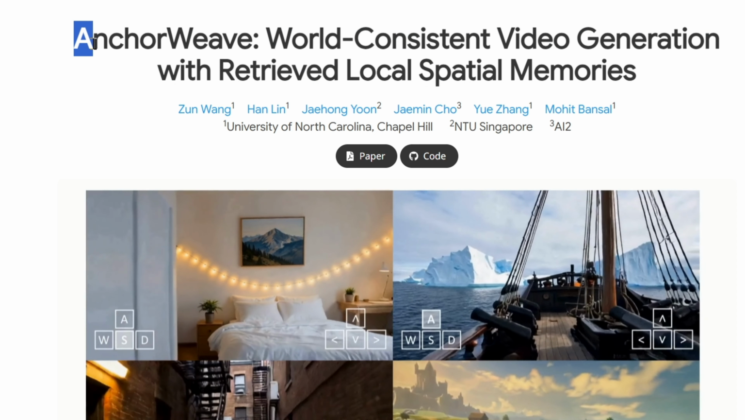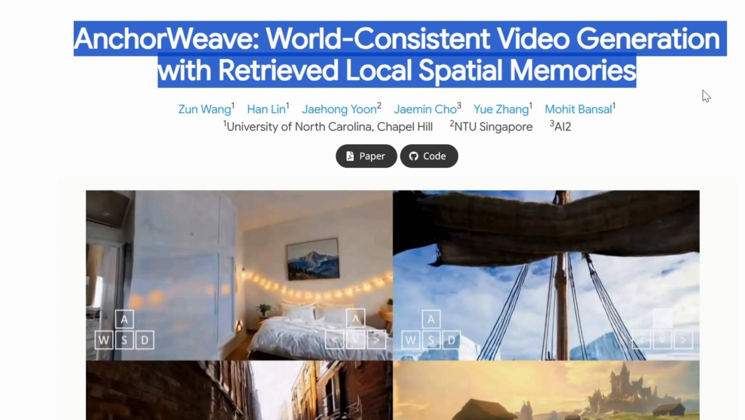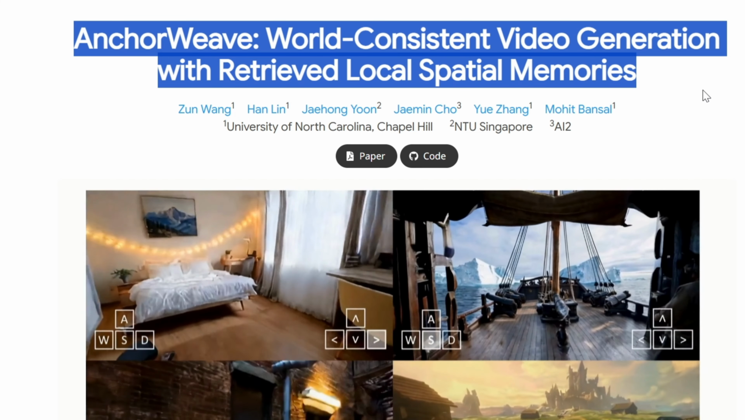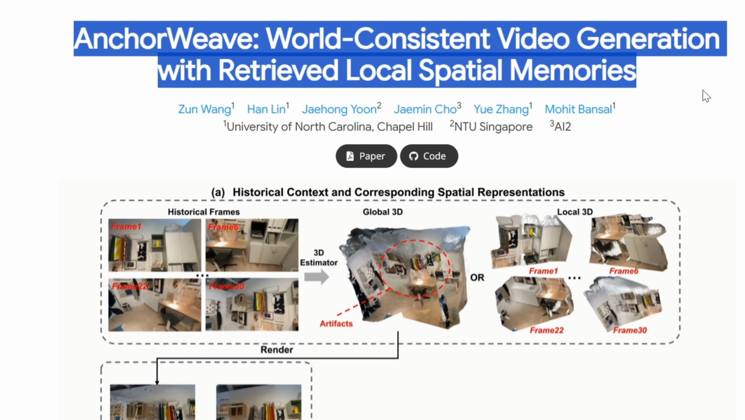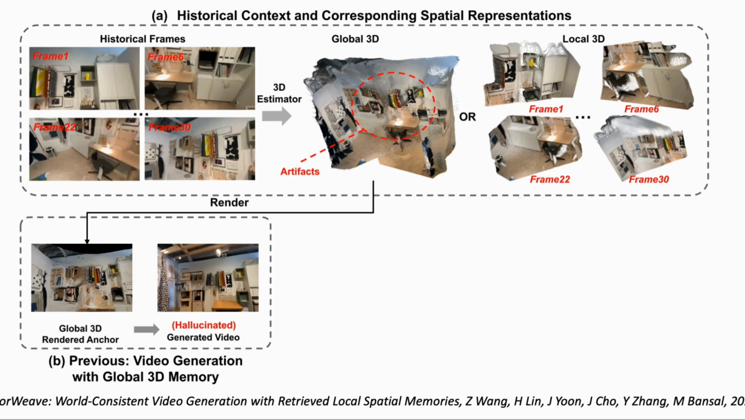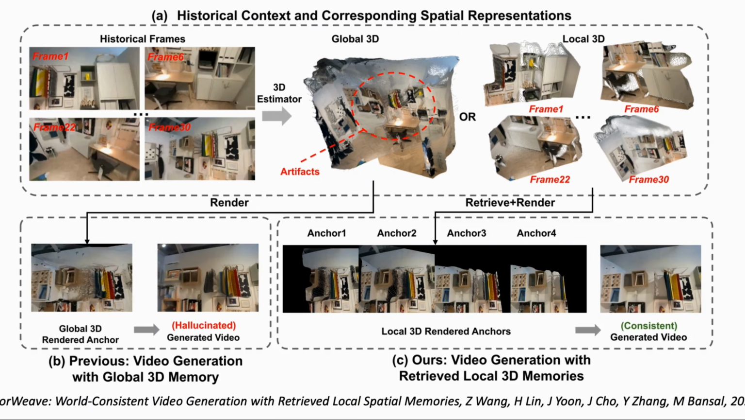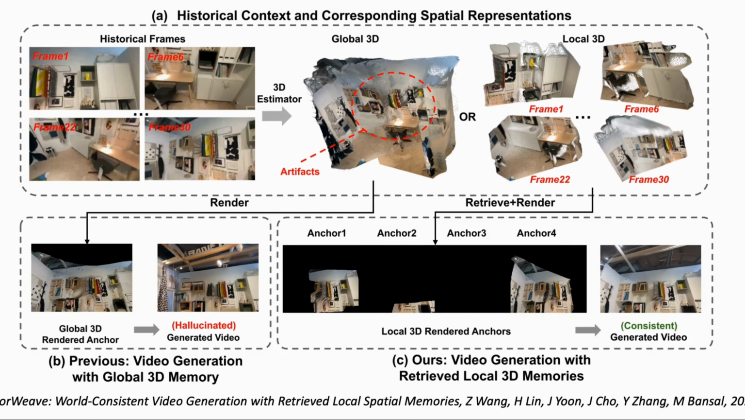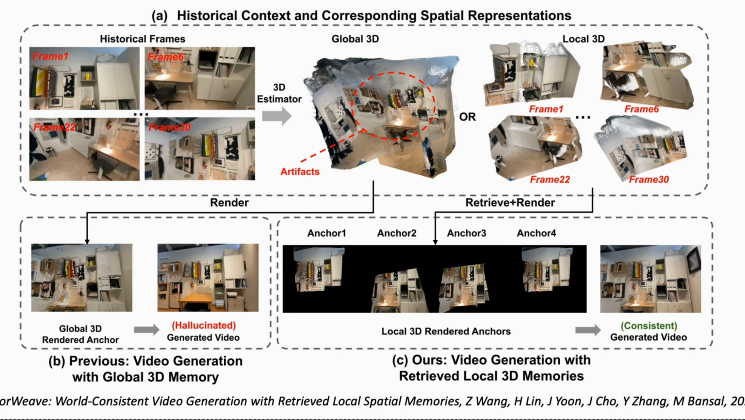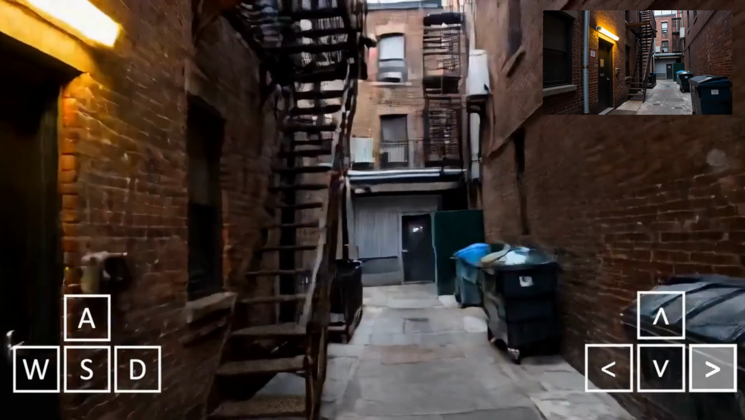Next up, a research team from the University of North Carolina, NTU Singapore, and the Allen Institute for AI published a paper called AnchorWeave, and it tackles one of the hardest problems in AI video generation, keeping a scene consistent across long camera movements. AnchorWeave uses multiple small, clean local memories, one per viewpoint. When the camera needs to look back at somewhere it's already seen, the system retrieves the relevant local memory and integrates it using something called a multi-anchor weaving controller. As you can see here, the world is consistent across the whole video generation.